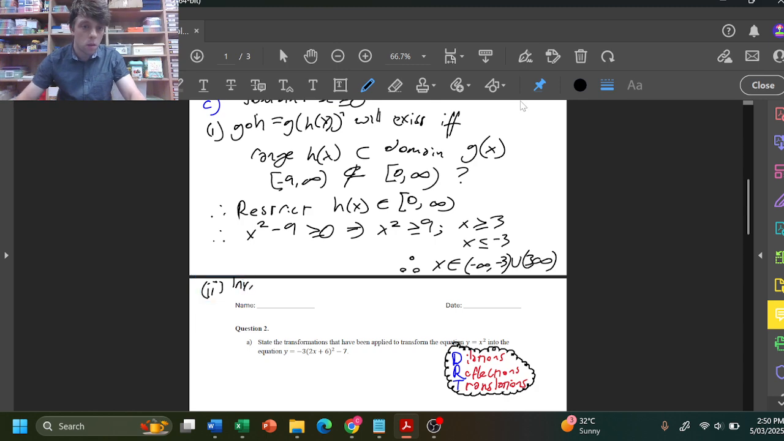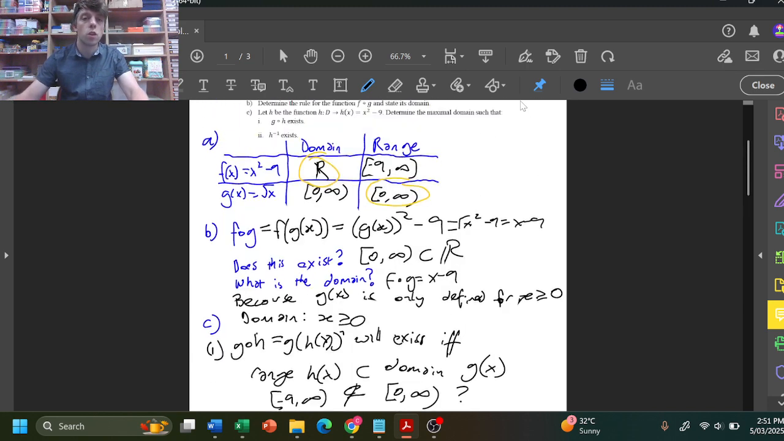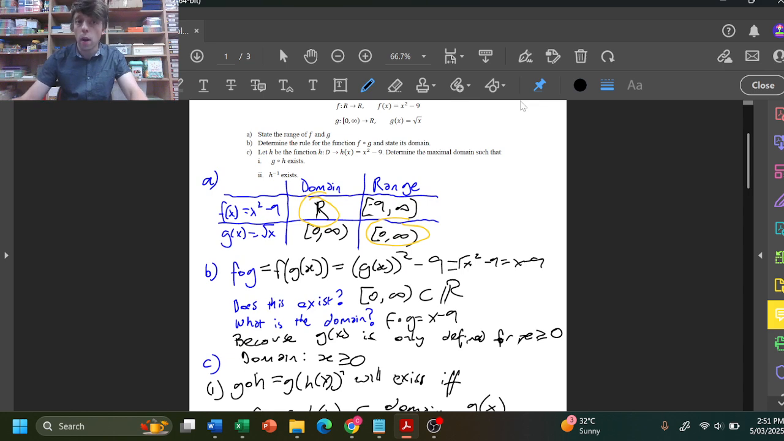Inverse exists if and only if h of x is 1-to-1. So how can we restrict the domain of this function so that it is a 1-to-1 function?